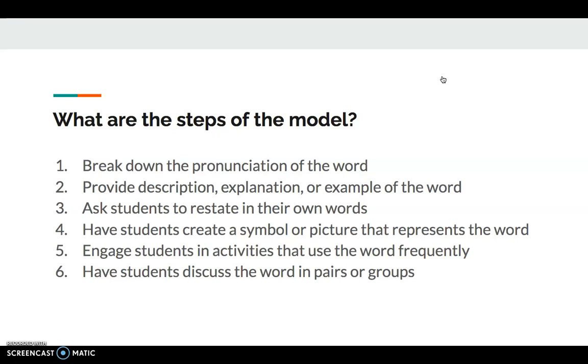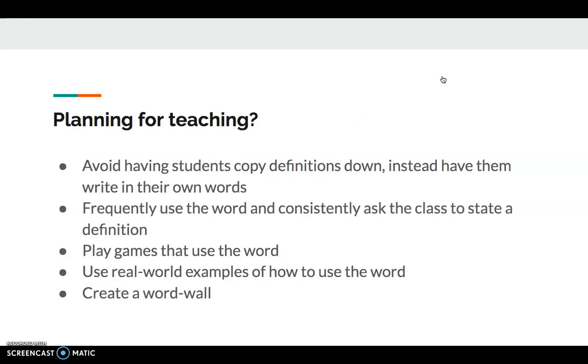The fifth is to engage students in activities that use the word frequently. Consistency is very important. The sixth is to have students discuss the word in pairs or groups, so that they can be constantly talking about it and comparing definitions with other students.